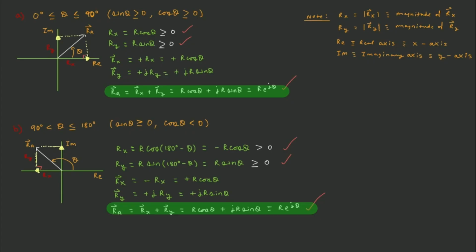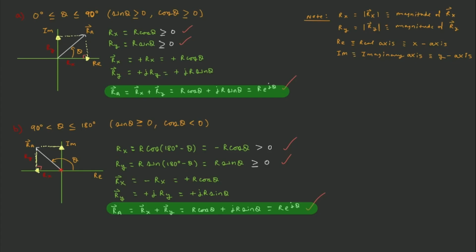So what does that mean? If theta is between 90 and 180 degrees, sine of theta is greater than or equal to 0, and cosine of theta is less than 0, right? Think about your unit circle. These two things are true in the second quadrant. So if we say that Rx is the magnitude of our x component vector, and Ry is the magnitude of our y component vector, Re is our real axis, or the x-axis, and Im is the imaginary axis, or the y-axis, then what is our Rx?